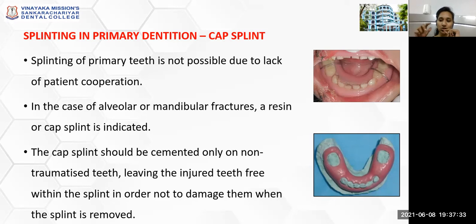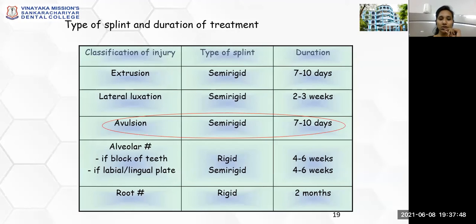This cap splint is generally cemented onto the non-injured teeth, and the injured teeth are preserved so that it does not cause much mobility when you try to remove the cap splint. So that's where a cap splint works. So usually for avulsed teeth, we go ahead with a semi-rigid or a flexible splint, and we splint it for 7 to 10 days. So this is the common protocol we follow for splinting avulsed teeth.